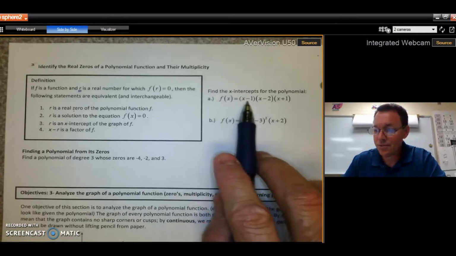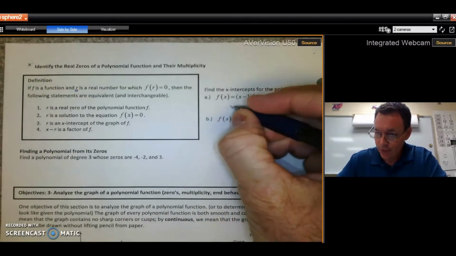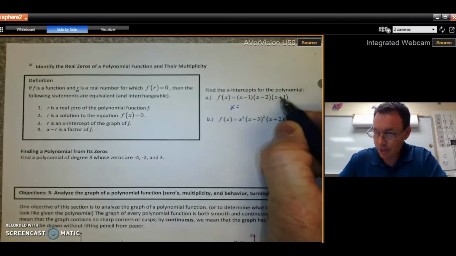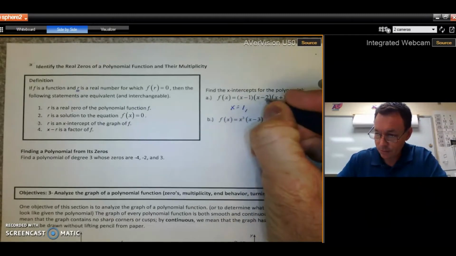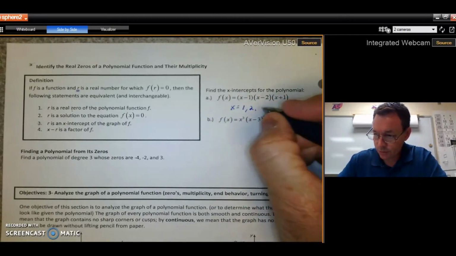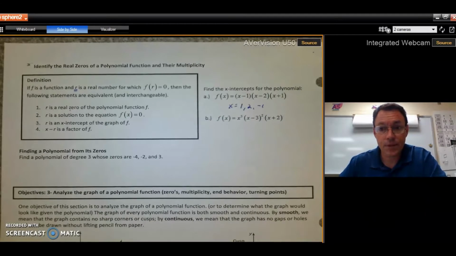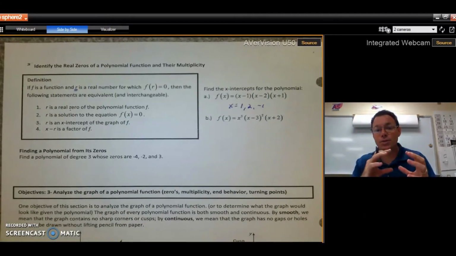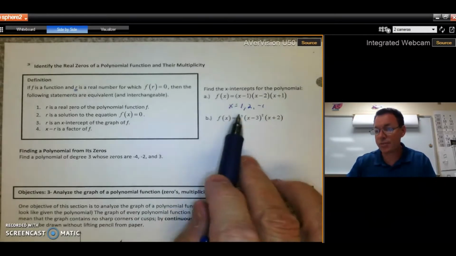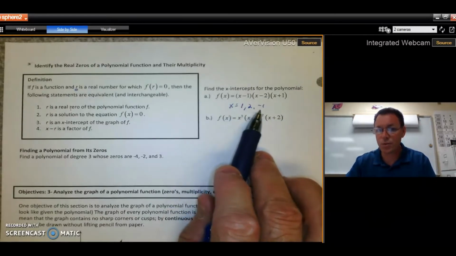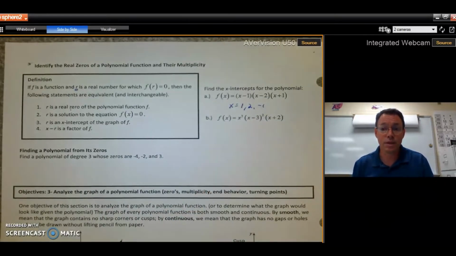Okay, so like example A, find the x-intercepts for the polynomial. Well, this is in factored form. The x-intercepts are just the numbers that make these 0, which would be 1, 2, and -1. That's it. Understanding that if you have the factors, then you know the zeros, or you know the x-intercepts. I know this graph hits the x-axis at 1, 2, and -1. That's going to be important later on.